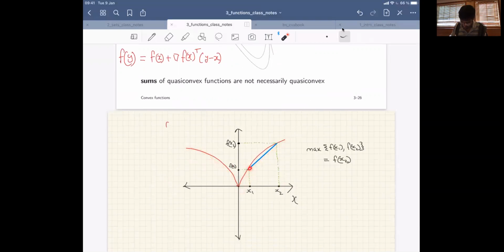So instead of saying this line, so we have two points x1 and x2, instead of saying this line lies above the graph, which is not happening here for a quasi-convex function, we now say that this line will be less than the maximum of these two. You take the maximum between f of x1 and f of x2, which is f of x2, right? So now I say that this line is less than the maximum. This is how we define quasi-convexity using Jensen's inequality.